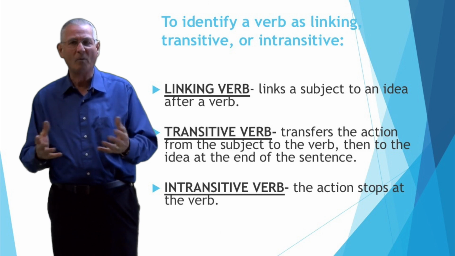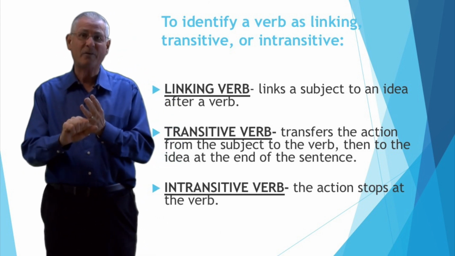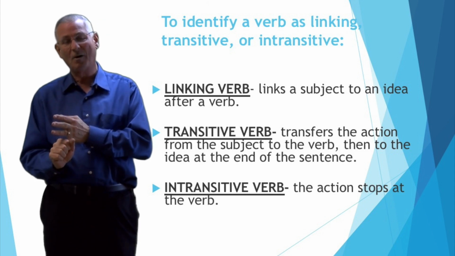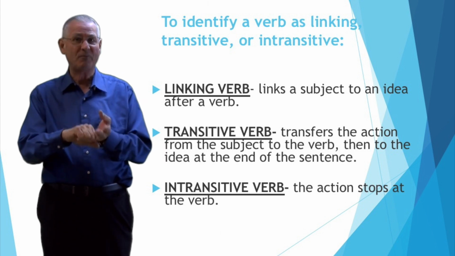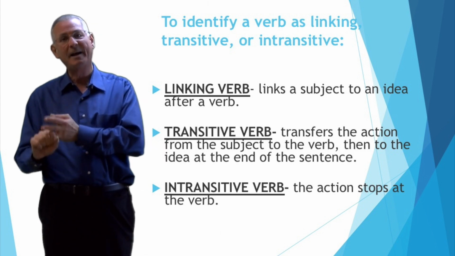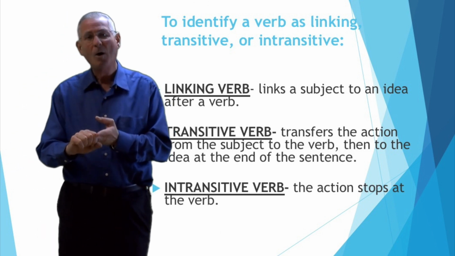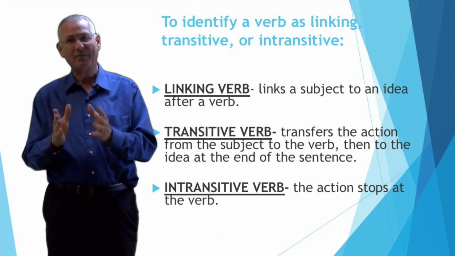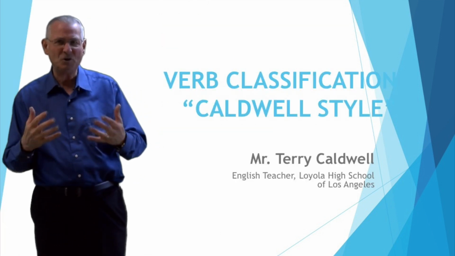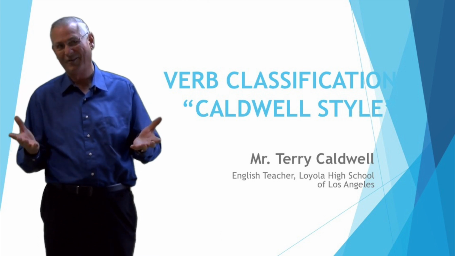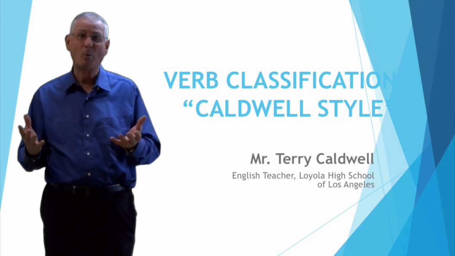So let's start with overall, there are three different kinds of verbs. There's the linking verb, which links the subject to an idea after the verb. There's transitive verbs, which transfers the action from the subject to the verb to the idea at the end of a sentence. And then there is the intransitive verb, where the action stops at the verb and it goes no further from there. And to tell the students how to do it, I'm going to teach you Caldwell's style of verb classification. You don't get it in a grammar book, but it always works.